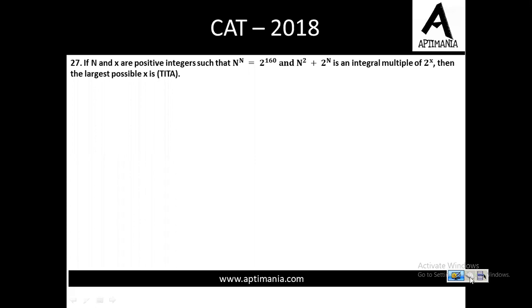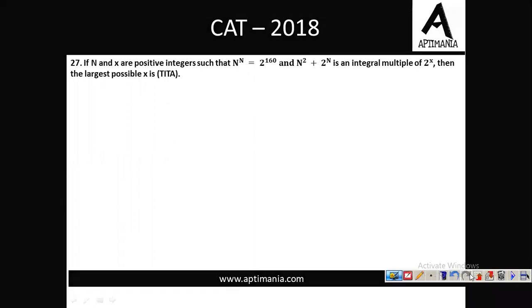It's question number 27. If n and x are positive integers such that n raised to the power n is equal to 2 raised to the power 160, in order to solve this condition, we have to solve it by options, like the hit and trial method, such that the base and the power have to be the same. This means that the base and the power both have to be a factor of 160. So let's just try it out.